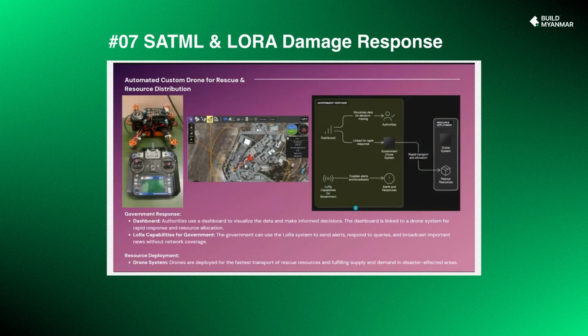Then the last part is that based on all the communication and data, the government and the rescuing team can distribute the resources such that there is a dashboard that allows them to visualize the data and make informed decisions, such that it is linked to a drone system for rapid response and resource allocation. The government used the LORA system to send alerts, respond to queries, and broadcast important news without network coverage.